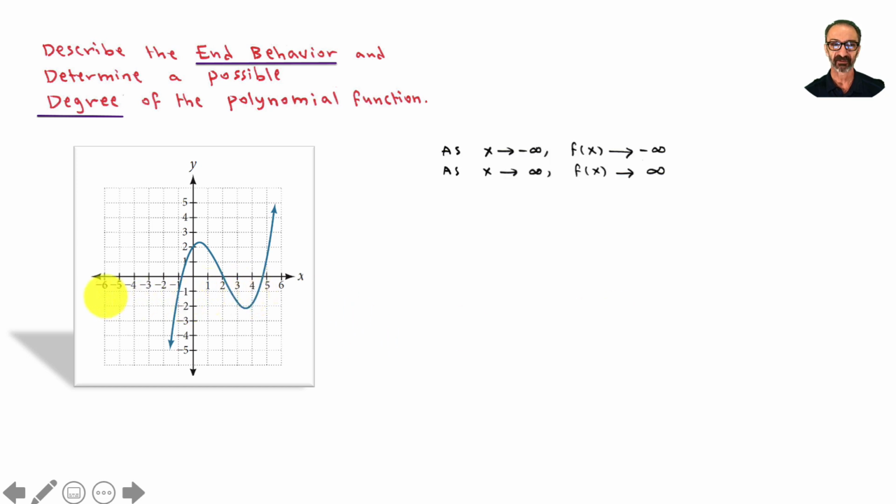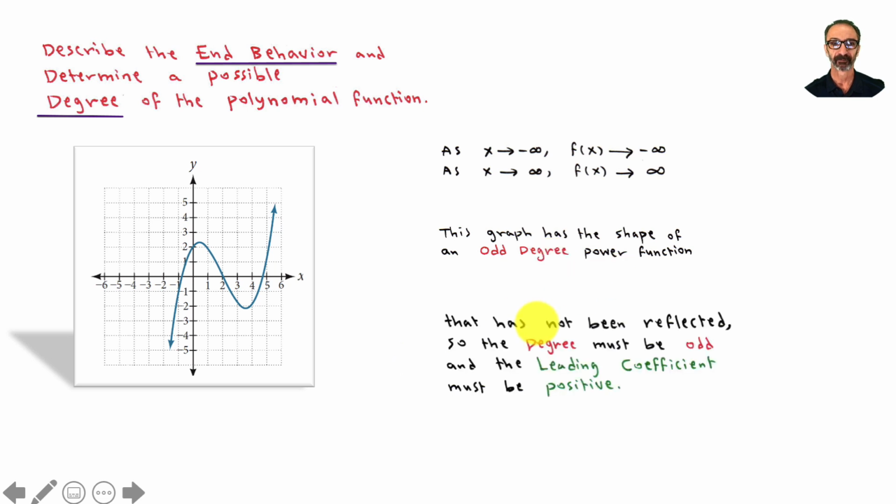As x goes to negative infinity, f of x goes to negative infinity. That's what I have here. As x goes to infinity, f of x goes to infinity. Okay, we got that. This graph has the shape of an odd degree power function. You remember evens, both up or both down. So this is odd.